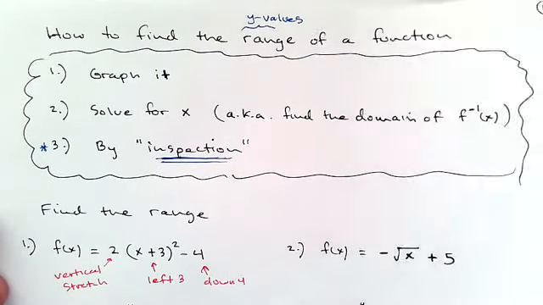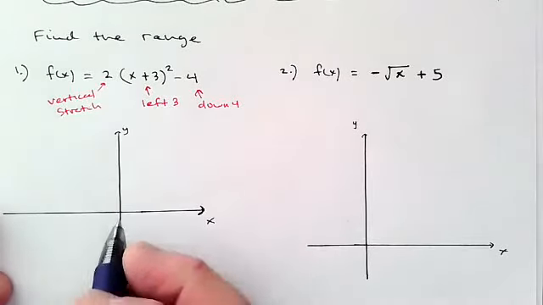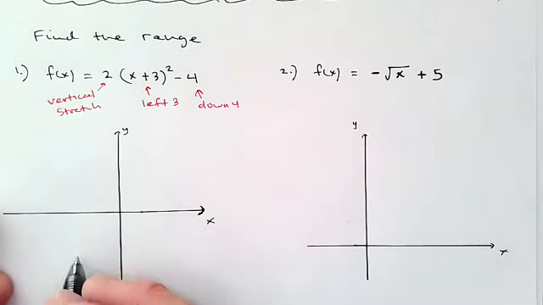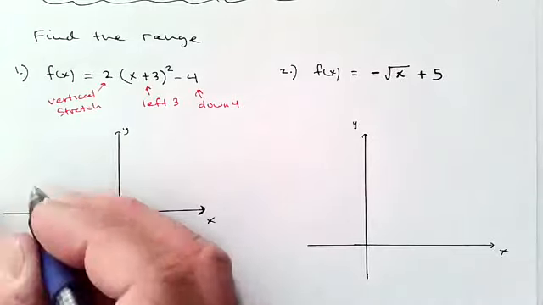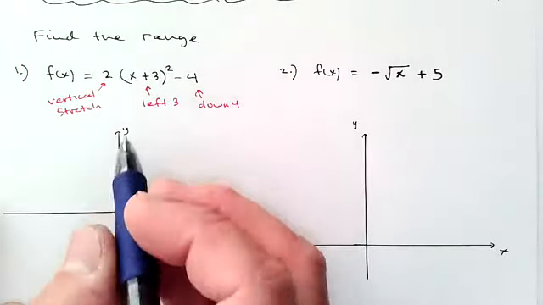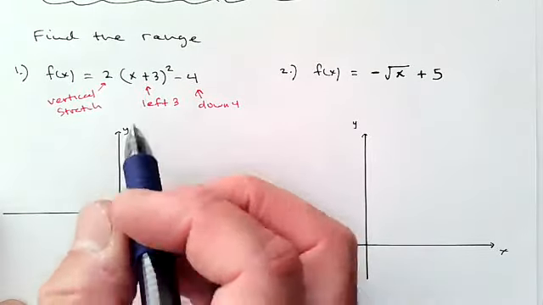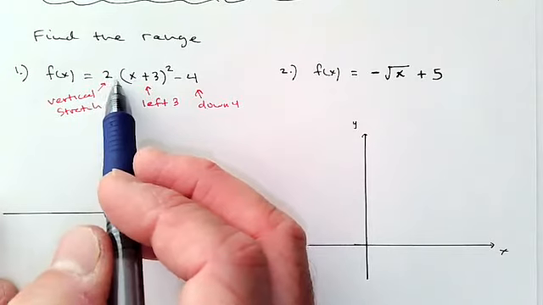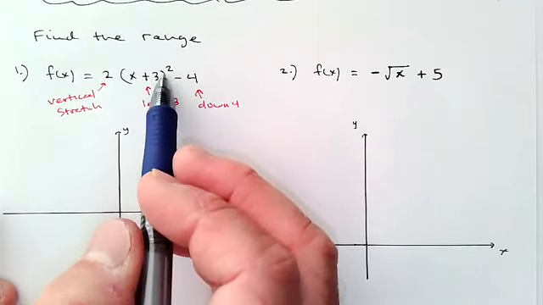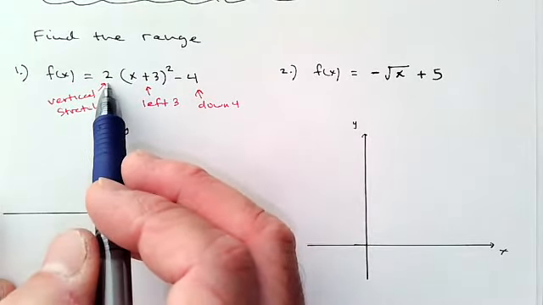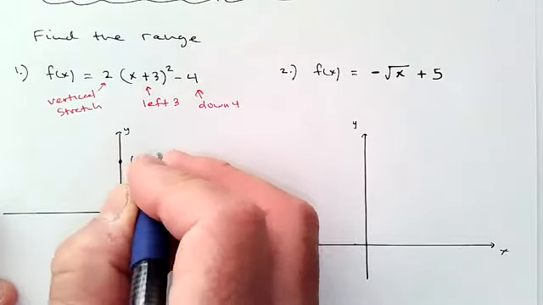So let's think about what this graph would look like. The vertex is going to be (-3, -4). I know it's going to open upwards, and it's going to be steeper than a normal parabola. I don't necessarily need the x-intercepts, but I might want to find the y-intercept, so I have a point that it goes through. If x is 0, this is going to be 3 squared is 9, times 2 is 18, minus 4, it's 14. So let's call this point (0, 14).